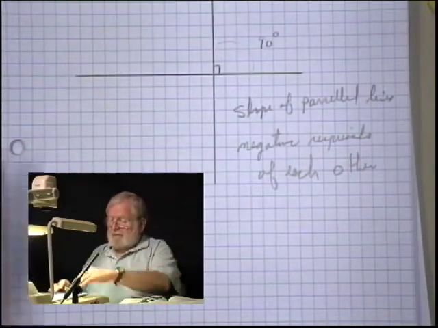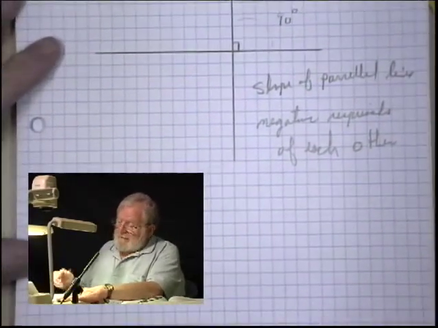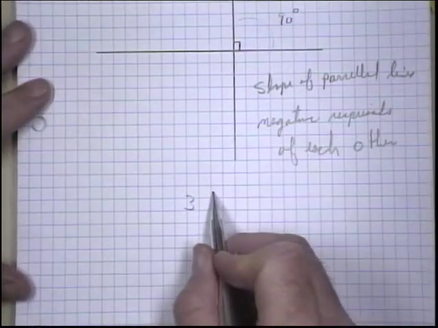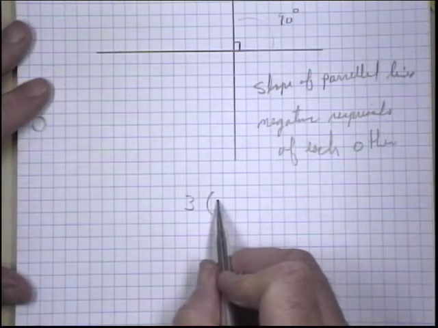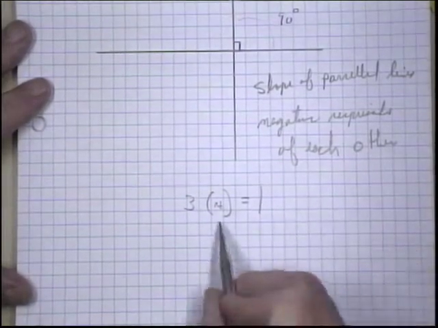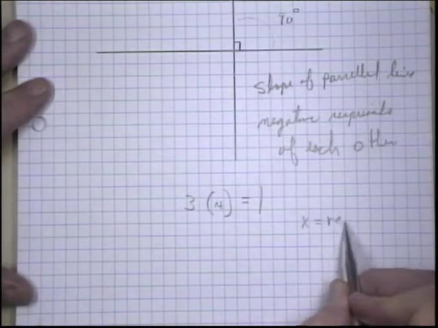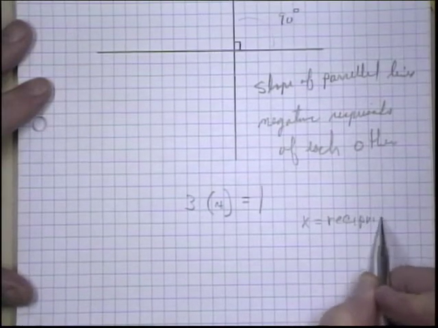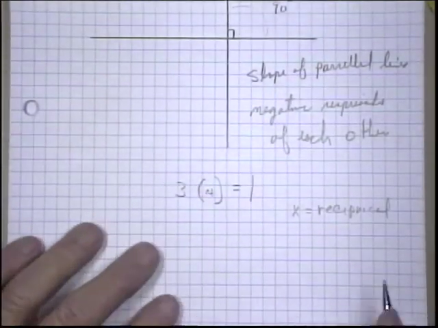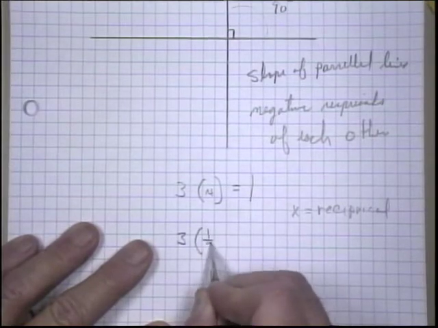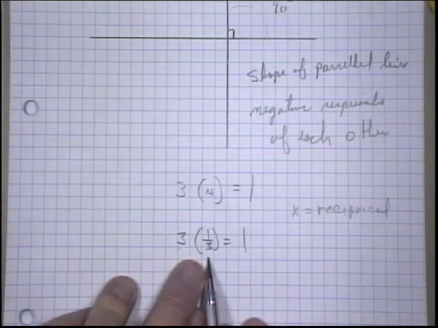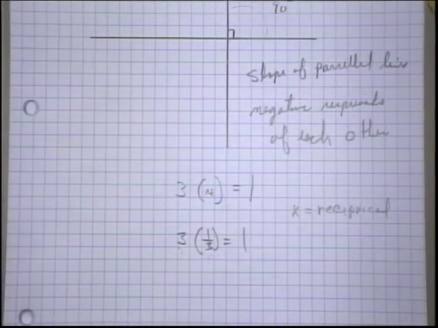Well, what's a negative reciprocal? Think of it like this. If we have, I'll just pull a number, 3, and we want to multiply it by a number x to equal 1, x would be the reciprocal. So what number times 3 would equal 1? Well, 3 times 1/3 equals 1. So the reciprocal of 3 is 1/3, and the reciprocal of 1/3 is 3. That's what a reciprocal is.